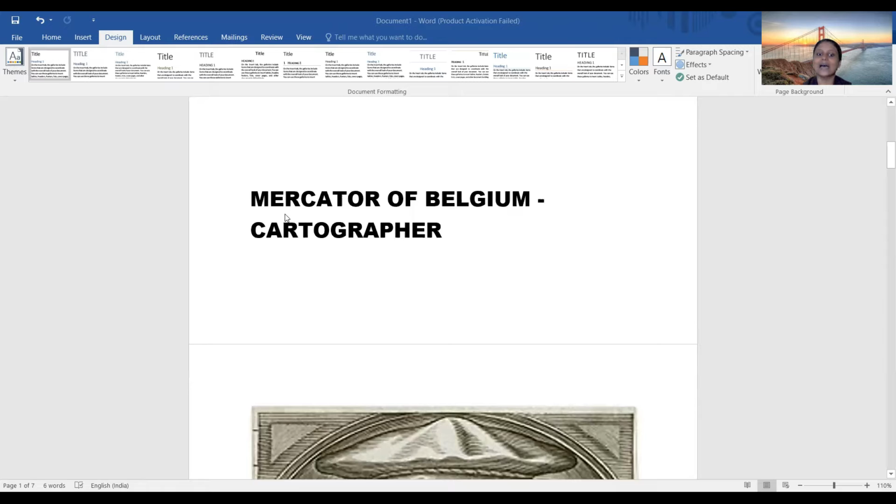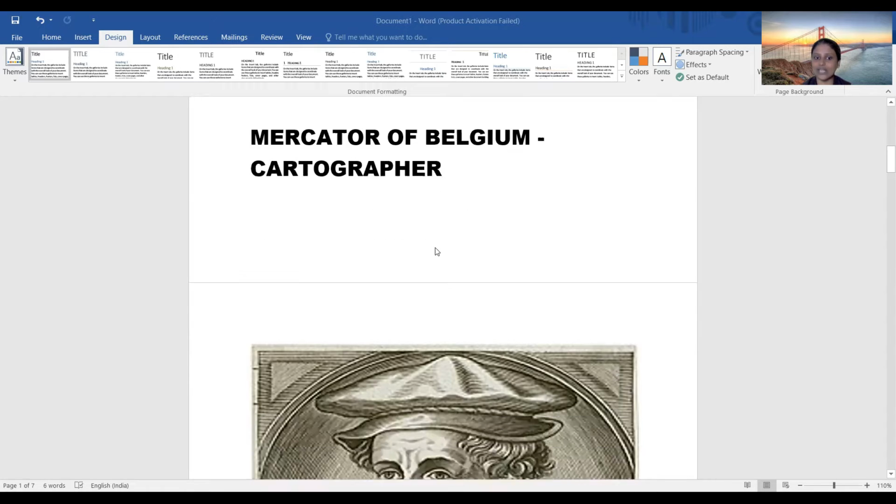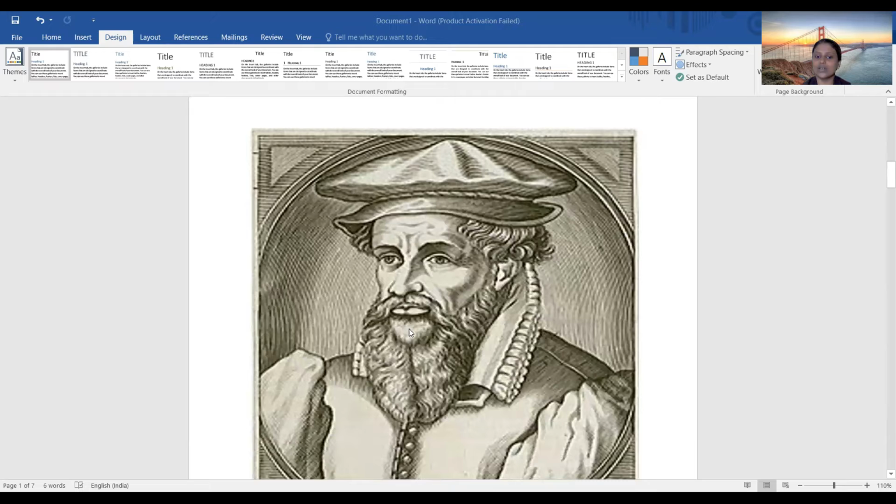Okay. So, do you know who he is? He is Mercator of Belgium. He is a cartographer. What do you mean by the word cartographer? The word cartographer indicates the person who draws the map. Those who make the outline of the map are called cartographers, and he is the famous person. His name is Gerardus Mercator of Belgium. He was making maps from the 19th to the 20th century.